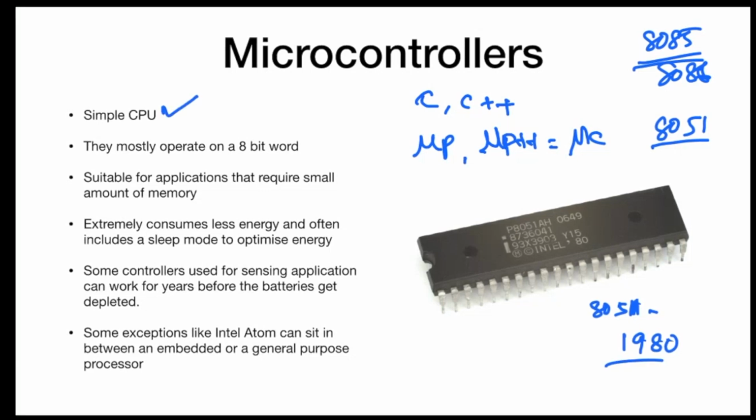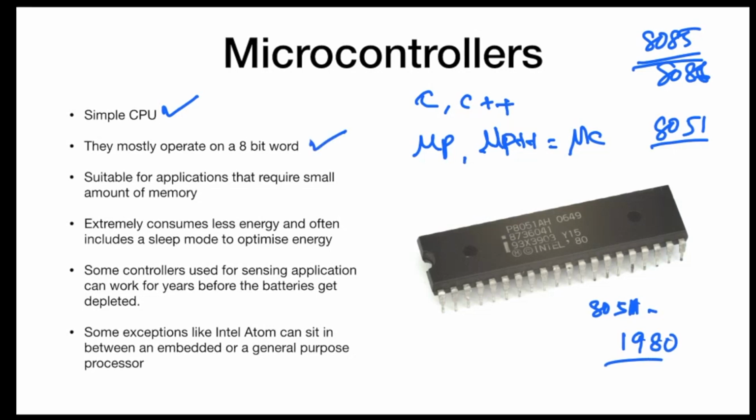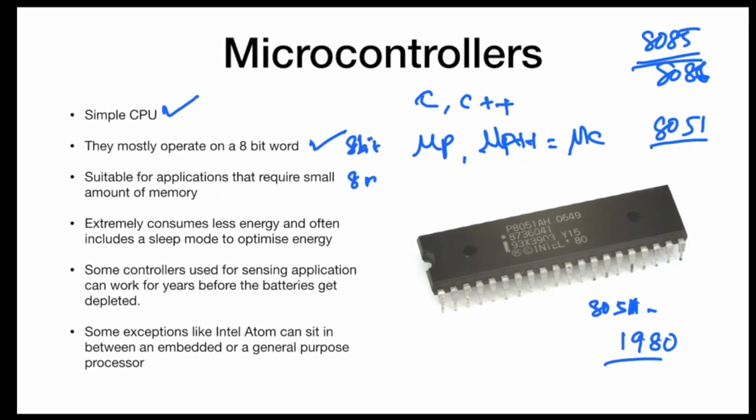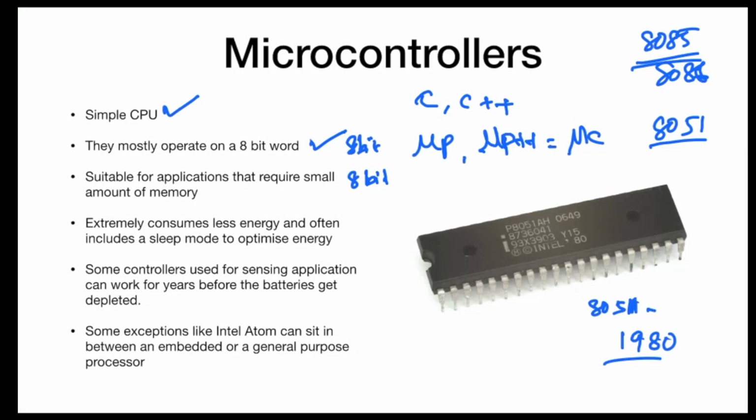So what is this all about? This is a simple CPU, the simplest CPU that this microcontroller has. They mostly operate on an 8-bit word. 8-bit word means we have an 8-bit address bus and an 8-bit data bus. So there are two things, 8-bit data and 8-bit address. Address bus means program and data memory.